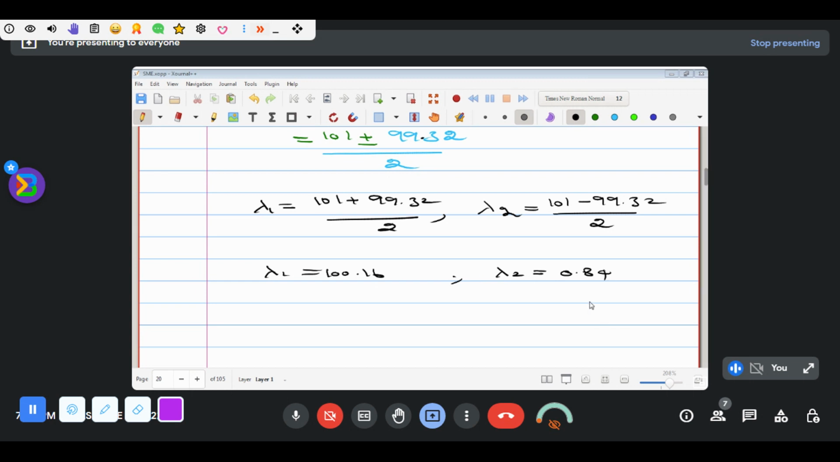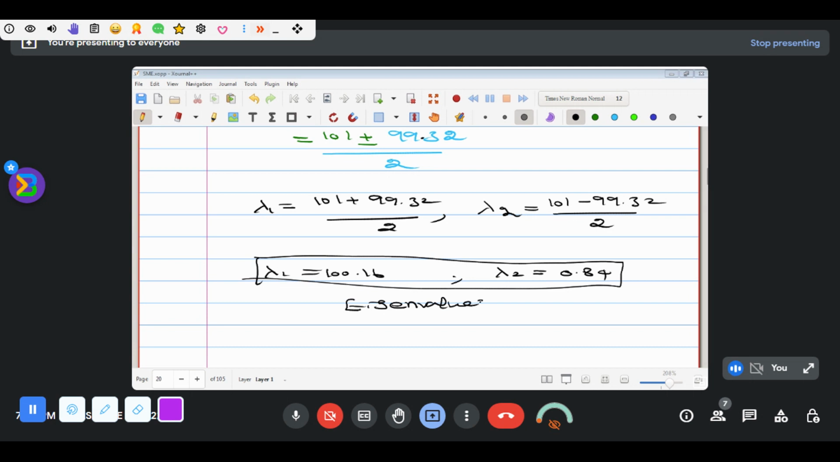I completed it: 84, not 0.84. These two values are called eigenvalues. Up to this concept you have completed, your mark is 2 marks. Because this is a 13 mark question, up to this point you get 2 marks. After this, the remaining process is how you get more marks.